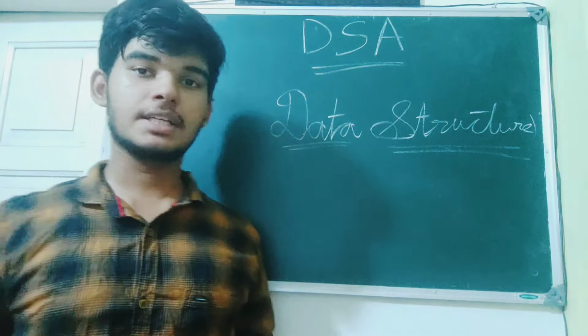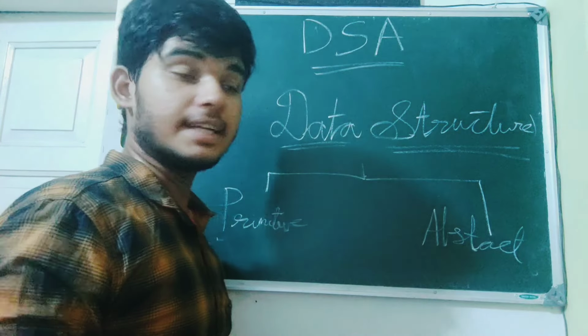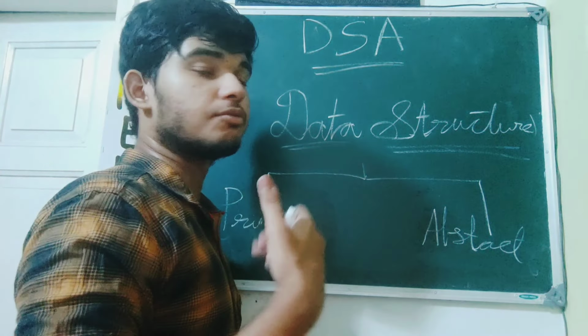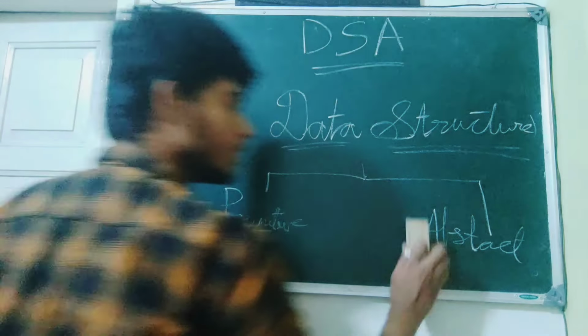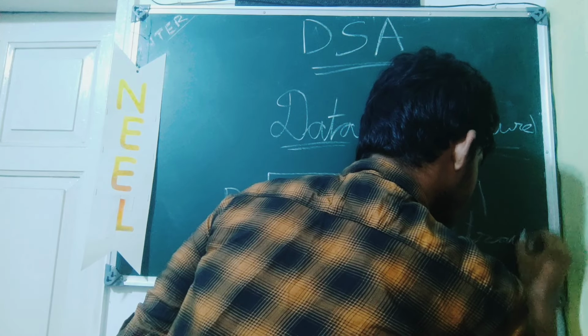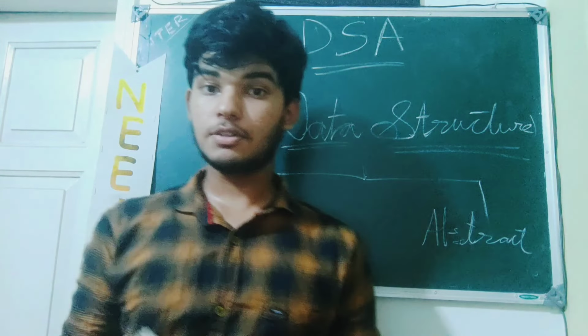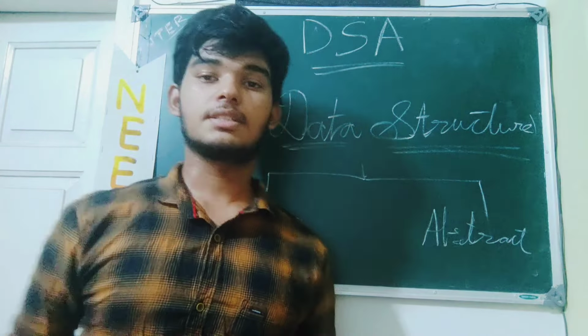We have primitive and abstract. In terms of complexity, it is divided into two types. We'll come back to it. Just wrote this one wrong here. Sorry for that. Abstract. Right. So in terms of complexity, data structures are divided into primitive and abstract.